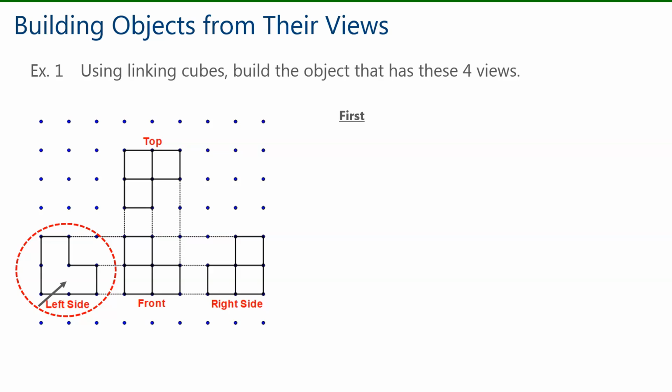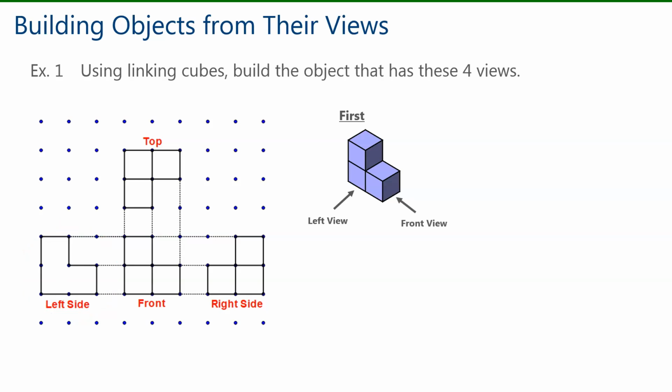So if we build the left side, it would look like this, and this is the left view, and this is the front view. So the second thing we're going to do is just rotate the object so that the front view is in this direction.